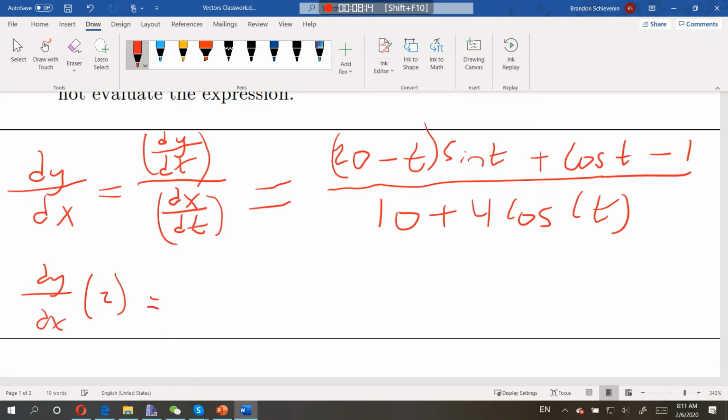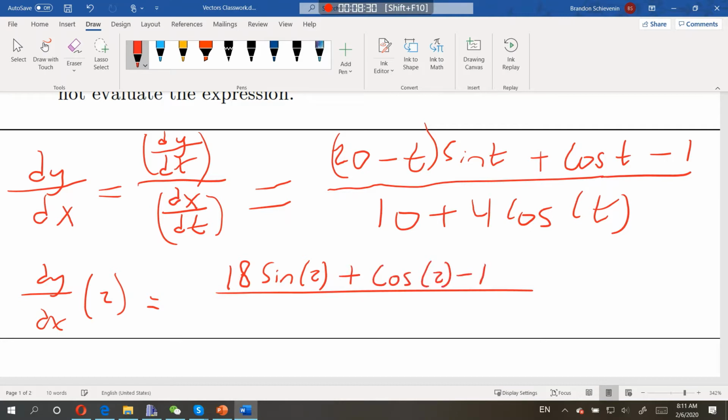We're just going to substitute 2 in. If I plug 2 in, what do I get? It's 18 sine 2 plus cosine 2 minus 1, over 10 plus 4 cosine 2.